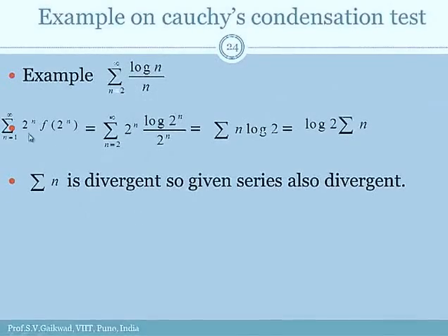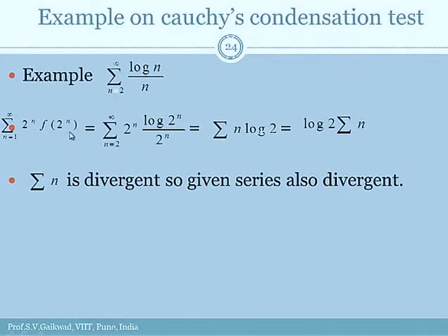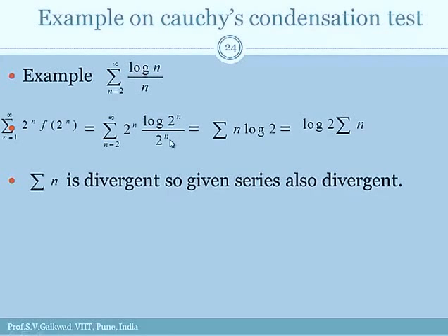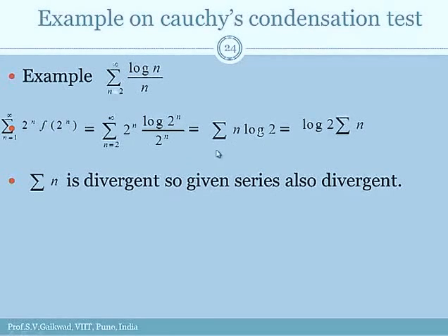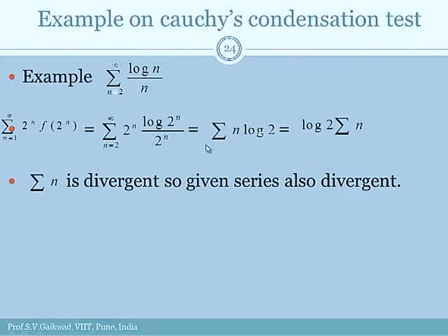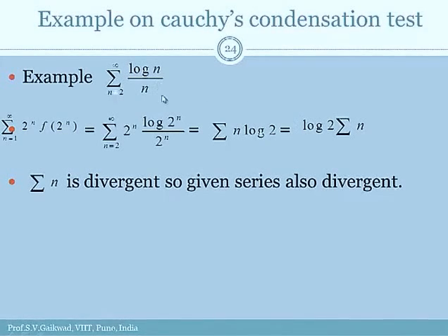Now sigma 2 raised to n f of 2 raised to n: you are getting 2 raised to n, and in the function replace n by 2 raised to n. The simplified form is sigma n log 2. This 2 raised to n cancels straight away. N log 2, where log 2 is a constant, take it out. And you know that sigma n is a divergent series. So this series is divergent, so the given series is also divergent. That is Cauchy's condensation test.